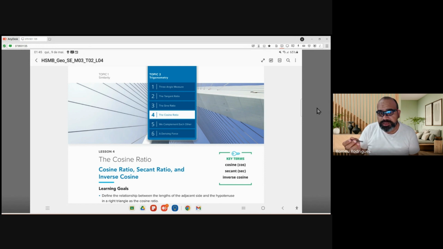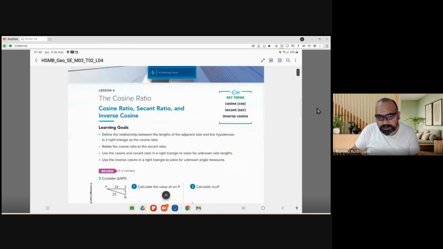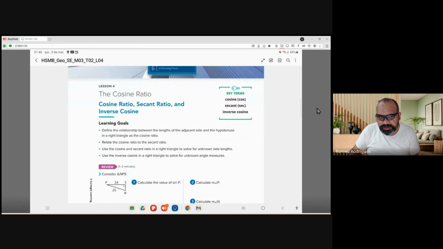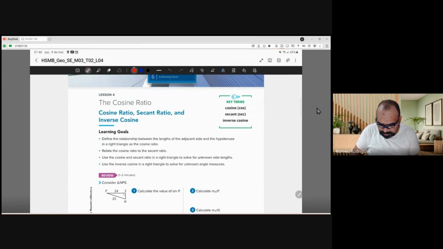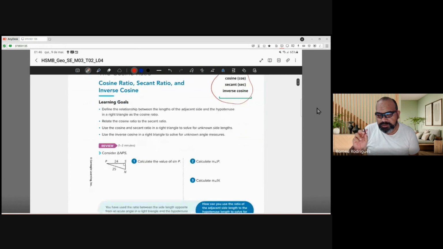But as I said to you, the class today is pretty simple, as we did in class. It's the same thing as we did for tangent and sine. And today we talk about the cosine ratio, okay? Our main learning goals you can read over here, just to understand this relationship. But my key terms, which I would like you to pay attention to mostly in my class today, are cosine, secant, and inverse cosine. Great. Take a few minutes to solve this one.